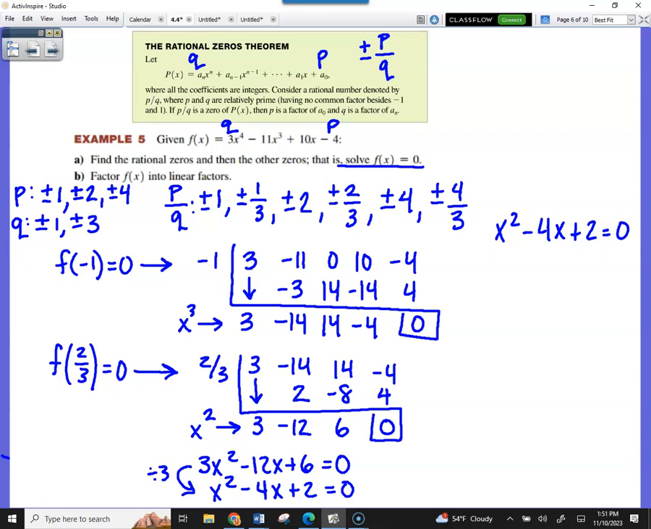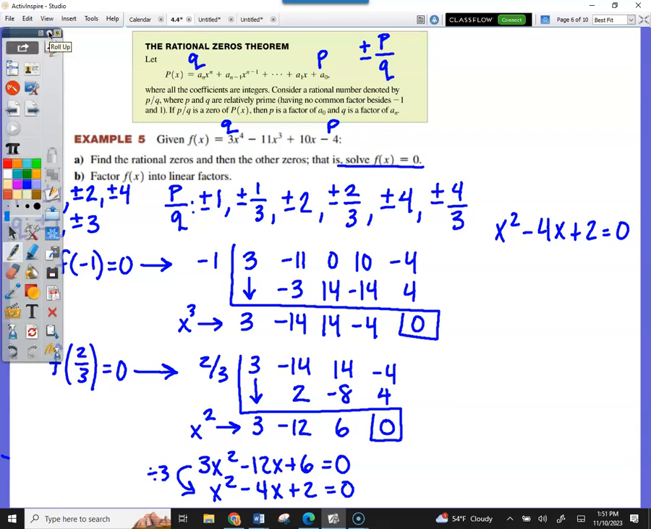And that was your answer? Well, the question said, what are the zeros and what are the linear factors? So let me show you what it would look like. You can take a picture of it.